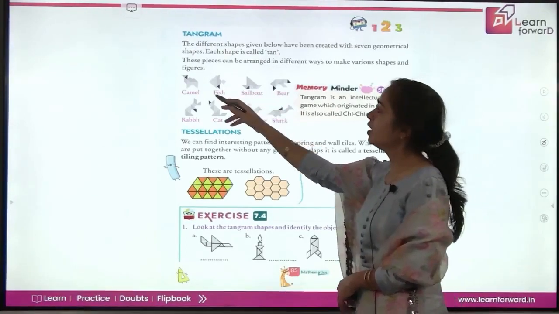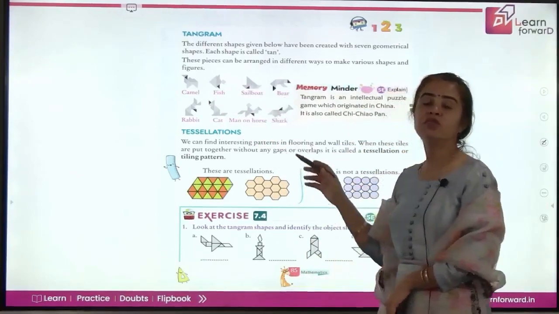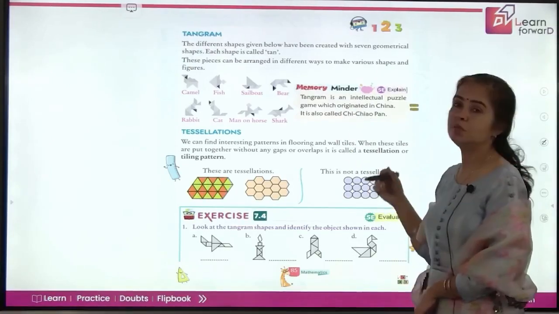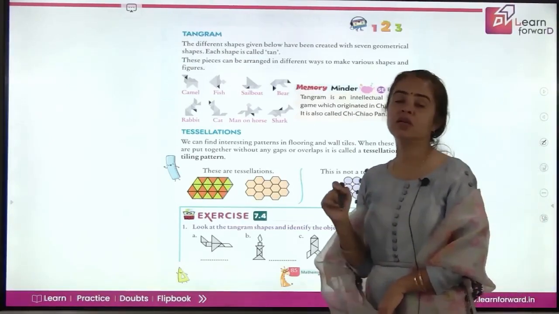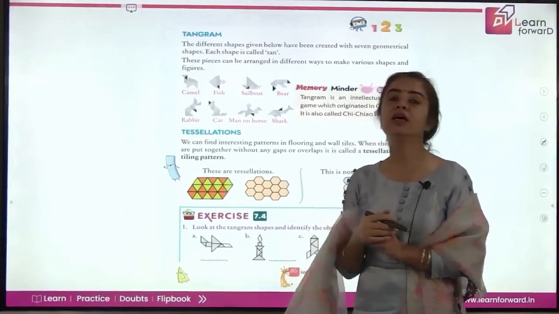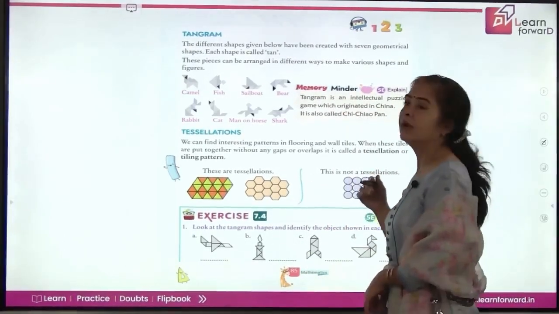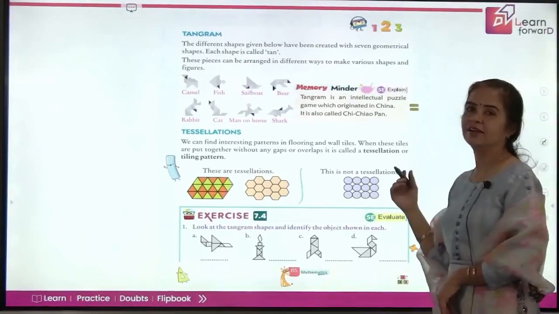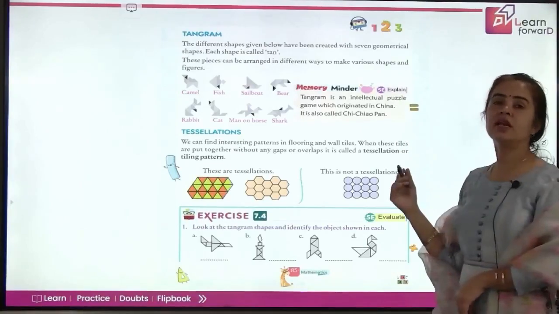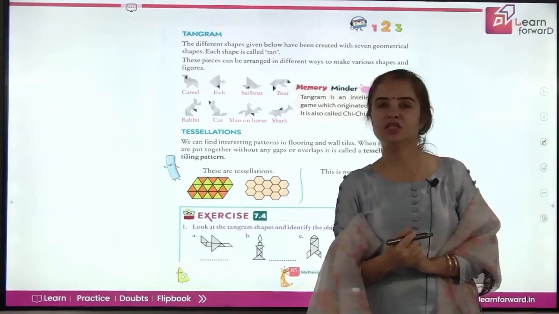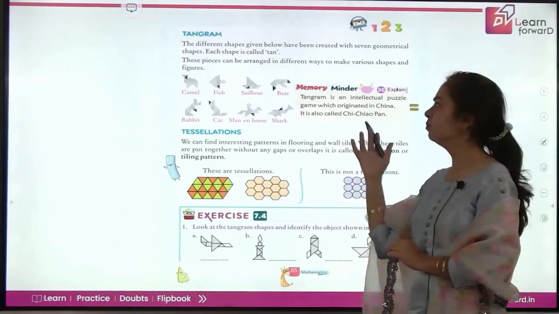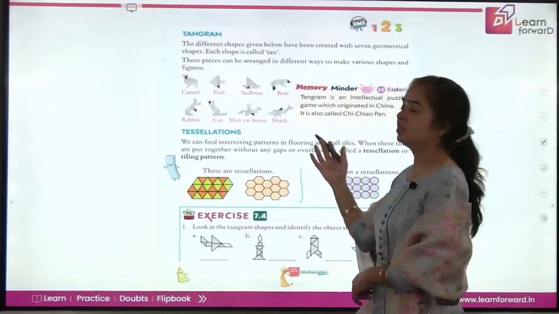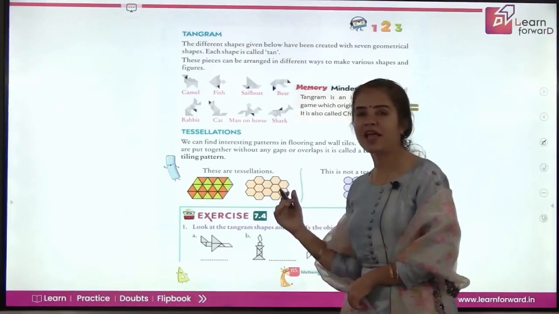So what do you see here? All these shapes and figures are made using some geometrical shapes, and when you count them, they will be 7. And each shape here is called a tan. So these are all tangrams, and do you know where they originated? They originated in China. These tangrams are intellectual puzzles that were created in China initially, and children love to do them. People around the world love to do them. So you can take these shapes and try to make different tangrams.